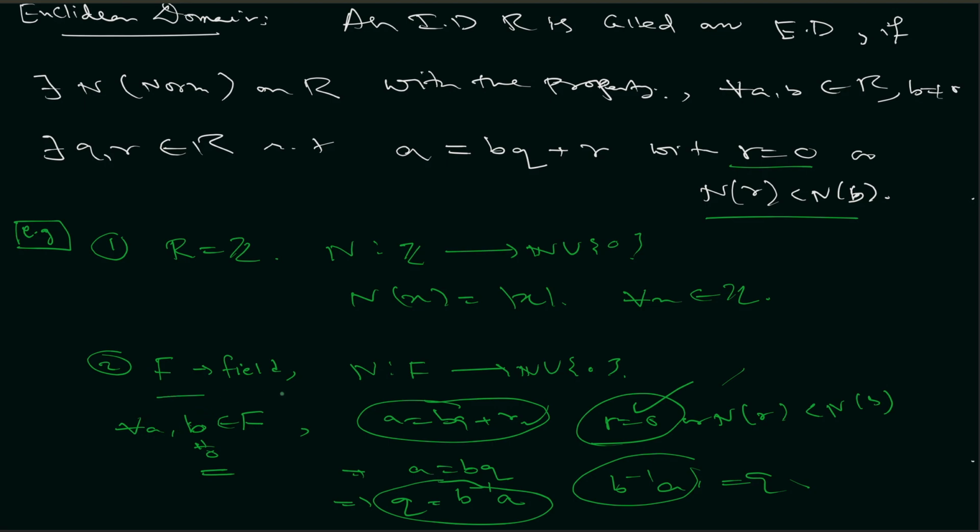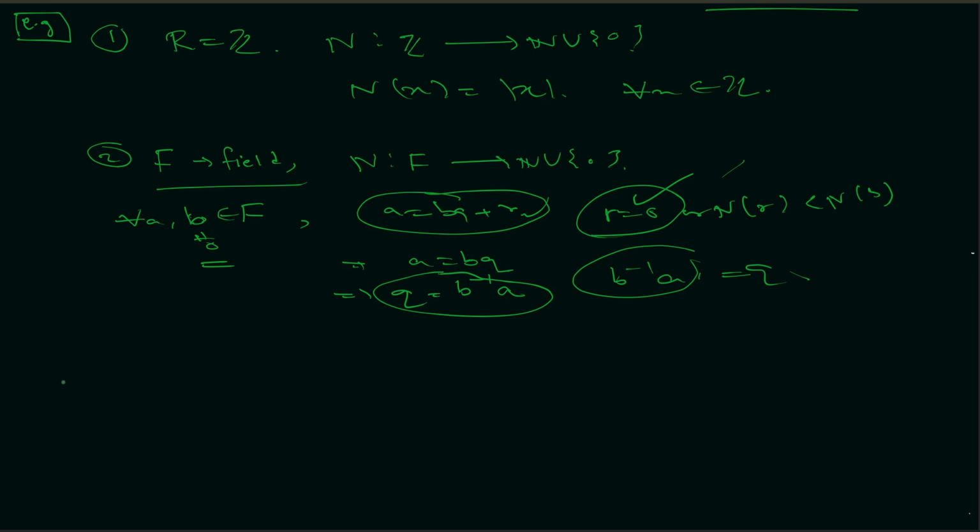So if you have any field, this is going to be a Euclidean domain. Any field, whether it is finite or infinite, I don't care, I don't bother. Any field is a Euclidean domain.